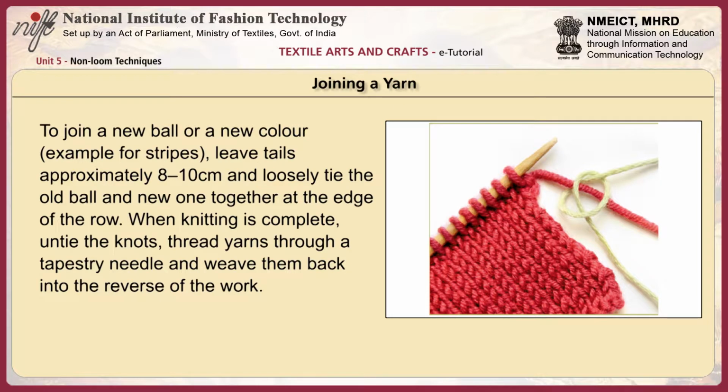To join a new ball or a new color, for example for stripes, leave tails approximately 8 to 10 centimeters and loosely tie the old ball and new one together at the edge of the row. When knitting is complete, untie the knots, thread yarns through a tapestry needle and weave them back into the reverse of the work.